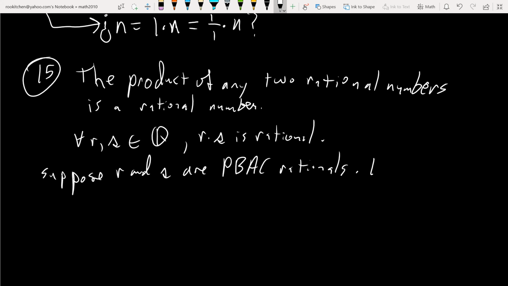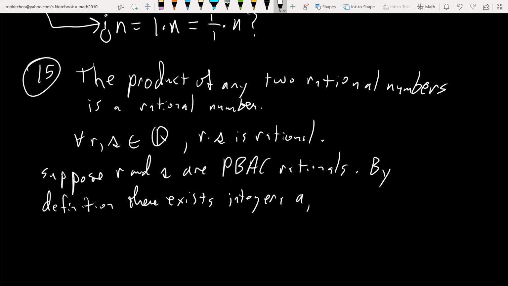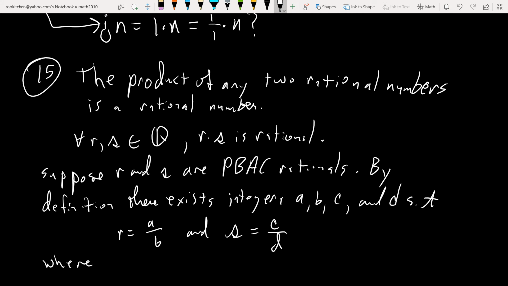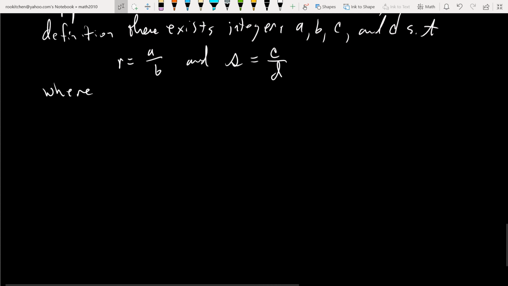So by definition, there exist integers, and we need enough integers for two fractions, so we'll say integers a, b, c, and d, such that r is equal to a over b, and we'll let s be equal to c over d, and then we also have to make sure the denominators aren't 0, where b and d are non-zero.